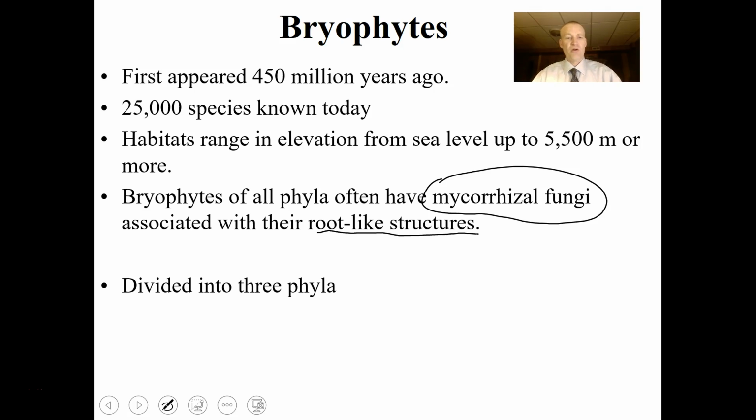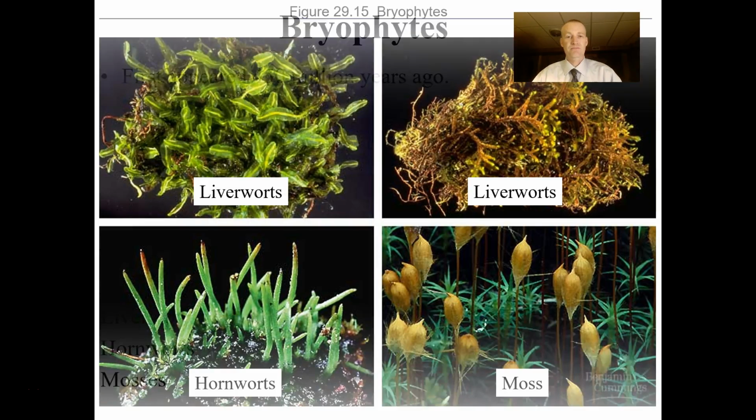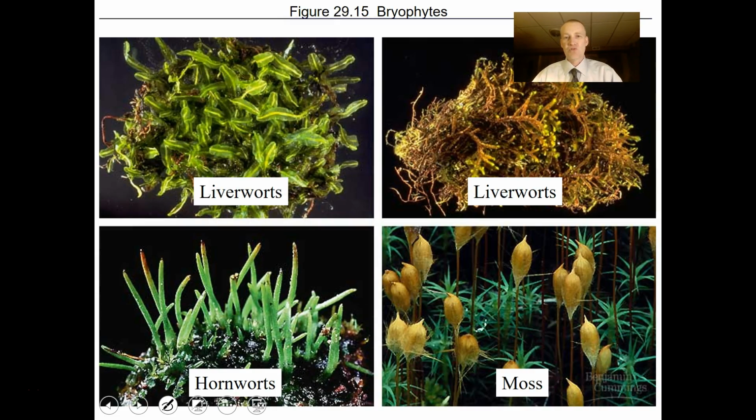So there are three phyla of bryophytes, and we're going to talk about liverworts, hornworts, and mosses. These are what some bryophytes might look like. I've just shown you here. Over here is a liverwort. So these are what they look like, and this is what moss looks like. You're probably more familiar with moss than you are with liverworts and hornworts. And hornworts look like little horns sticking up. So we'll talk about each of these groups following here.